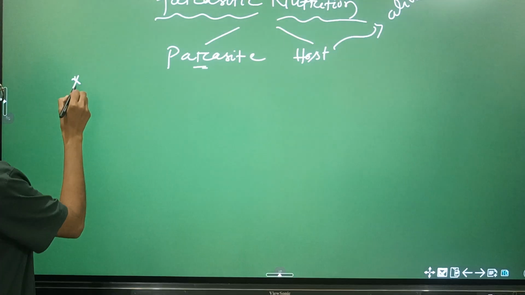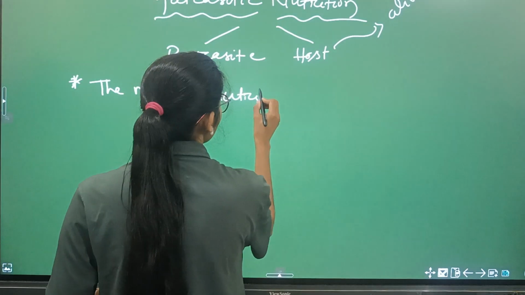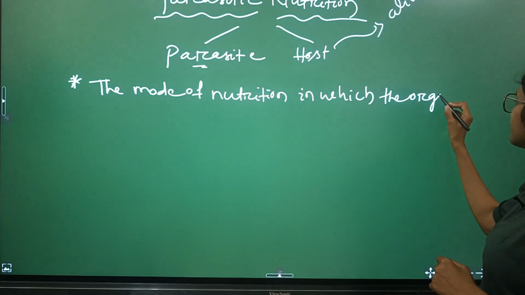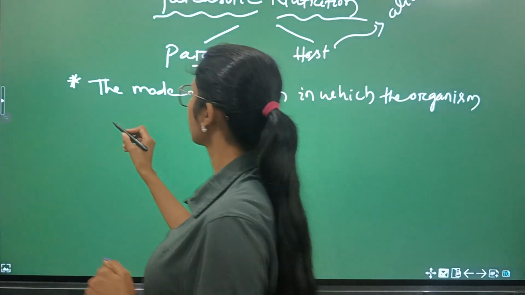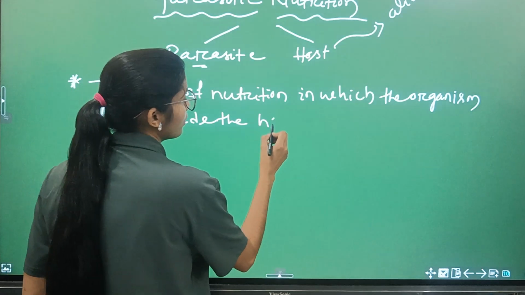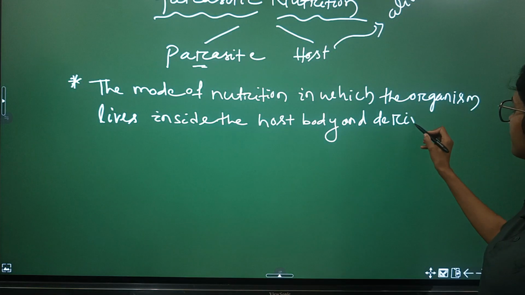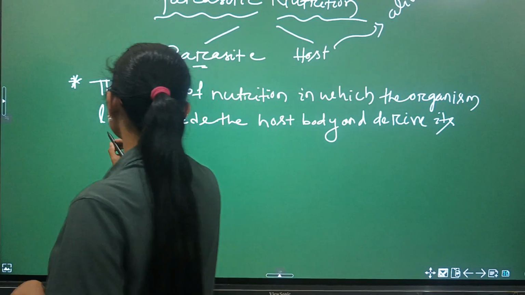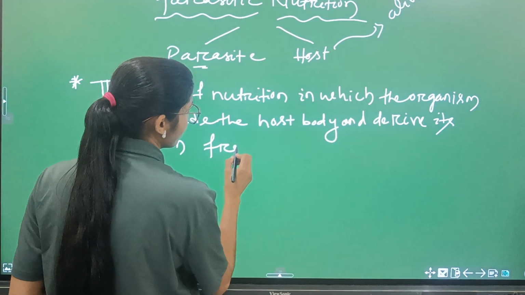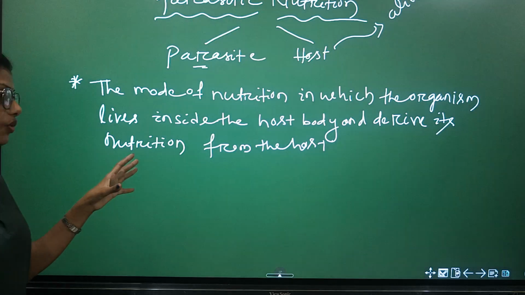So what is the definition of parasitic nutrition? The mode of nutrition in which the organism lives inside the host body and derives its nutrition from the host. It is totally dependent on the host for its nutrition.